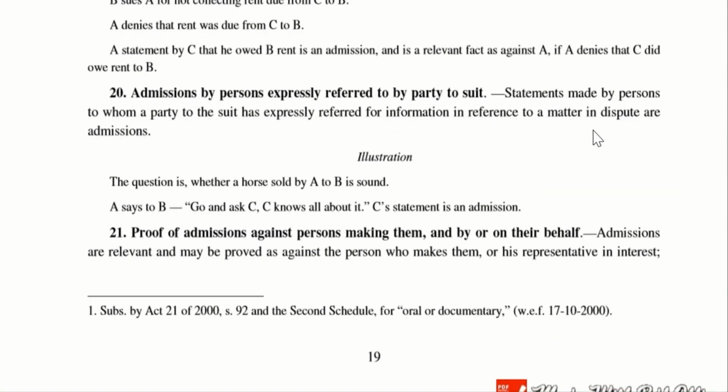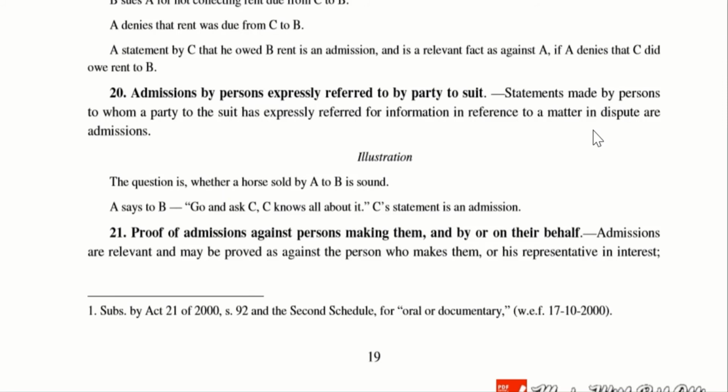Now let us move to section 20: Admission by persons expressly referred to by party to suit. Now they have given an illustration. The question is whether a horse sold by A to B is sound. A is selling a horse to B. A says to B, you can go and ask C. C knows all about it.